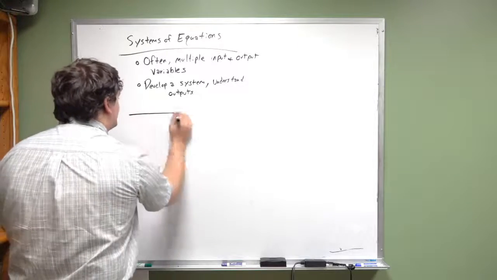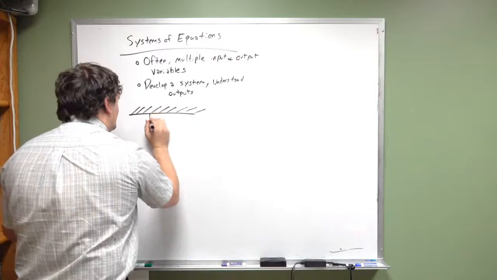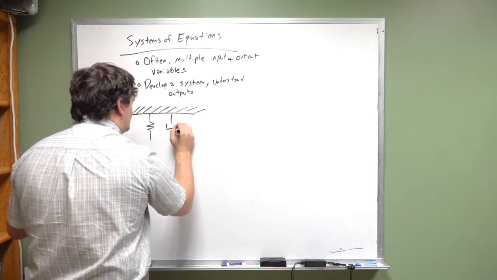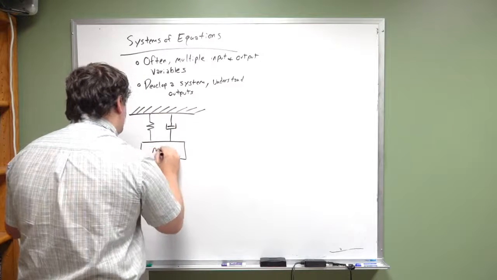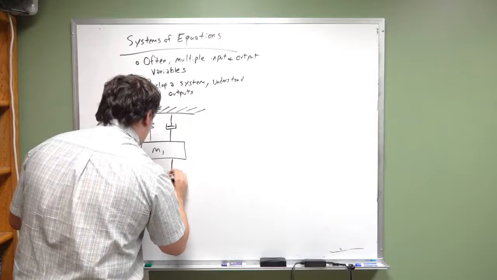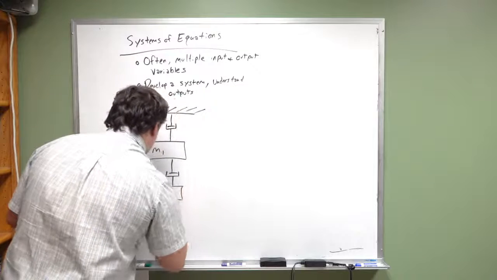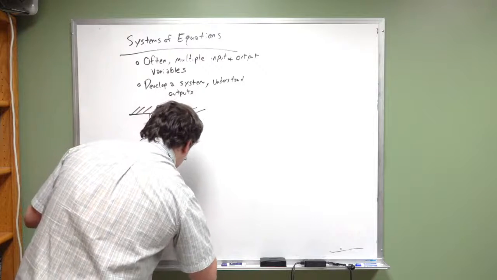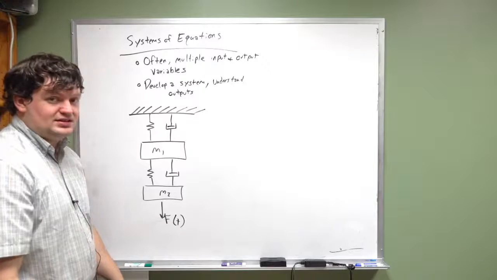And I'm going to go ahead and take a very, very simple system where here we have a spring and we have a damper, and that's connected to mass 1. And then we have another spring, and we have another damper, and that's connected to mass 2. And I'm going to go ahead and exert force as a function of time on that bottom mass. And it's hanging from some kind of ceiling.